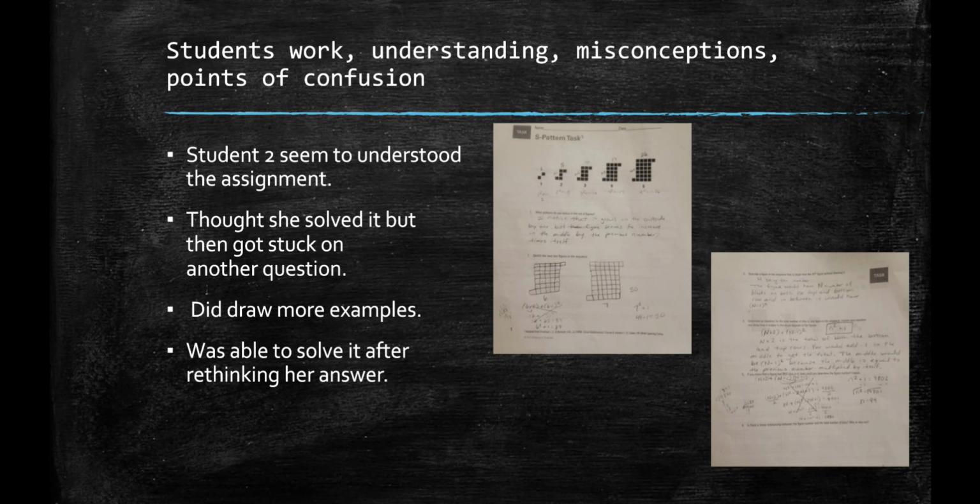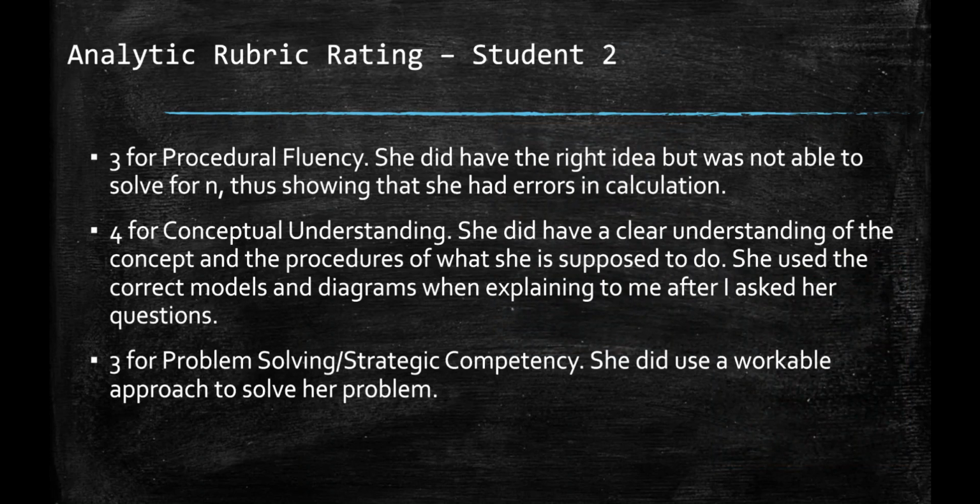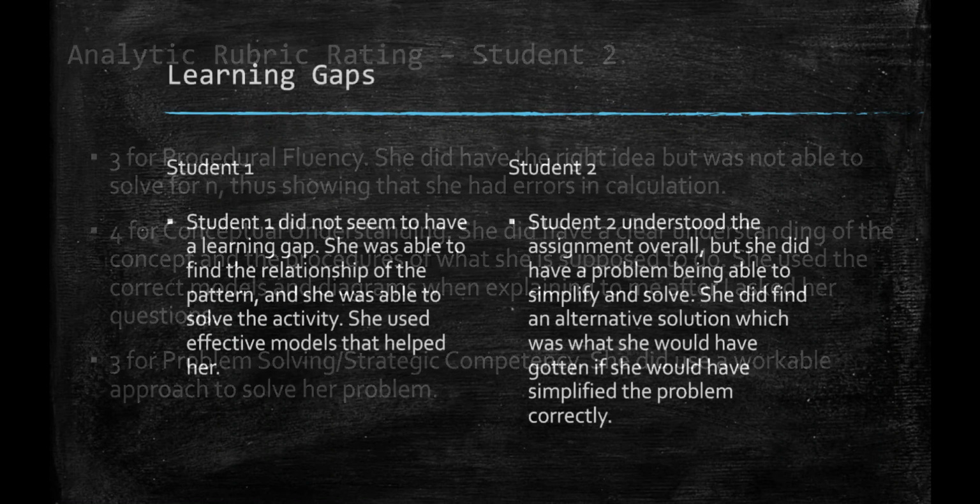So, moving on. For her analytic rubric rating, I gave her a 3 for procedural fluency. She did have the right idea, but was not able to solve for n, thus showing that she had errors in calculations. I gave her a 4 for conceptual understanding. She did have a clear understanding of the concept and the procedures of what she is supposed to do. She used the correct models and diagrams when explaining to me after I asked her questions. And for problem solving strategic competency, I gave her a 3. She did use a workable approach to solve her problem.